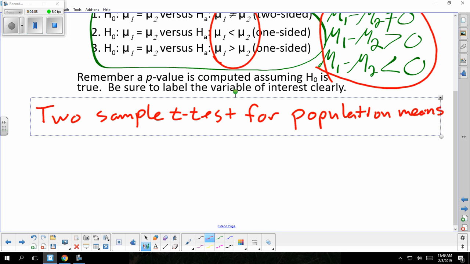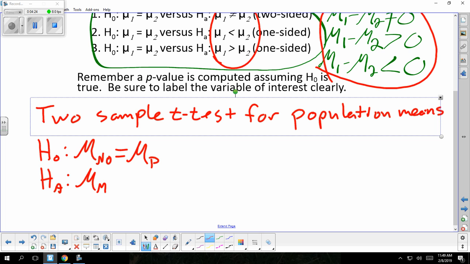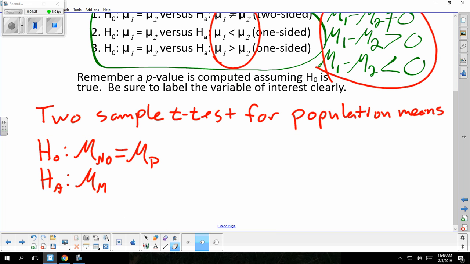So our null and alternative hypotheses. Null hypothesis: mu New Orleans equals mu Phoenix. And our alternative hypothesis, we want to see if there's a difference between the two cities. So we're going to just go ahead and test that the mean of New Orleans is not equal to the mean of Phoenix. And we have a significance level of 1%.